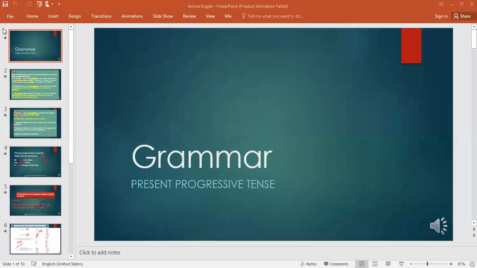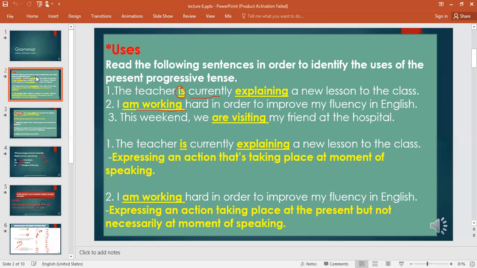So, as I said in the video, the present progressive tense is used for 3 reasons. It is used first to express an action that's taking place at the moment of speaking, like when I say the teacher is explaining a new lesson now or at the moment. And the second use is to express an action which is taking place at present, but not necessarily at the moment of speaking, like when I say, for example, these days, grade 8 students are working hard or are improving. Okay, so I'm using the present continuous tense.